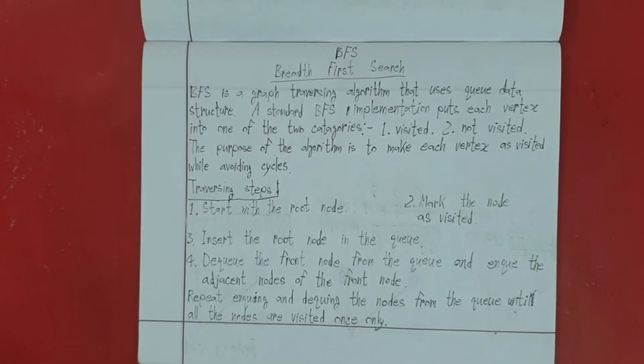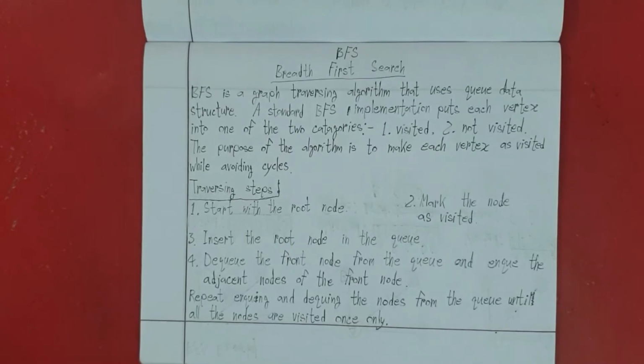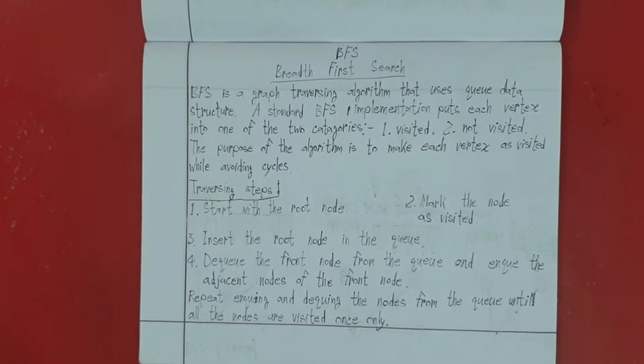Then the traversing steps. 1. Start with the root node. 2. Mark the node as visited. 3. Insert the root node in the queue. 4. Dequeue the front node from the queue and enqueue the adjacent nodes of the front node. Repeat enqueuing and dequeuing the nodes from the queue until all of the nodes are visited once only.